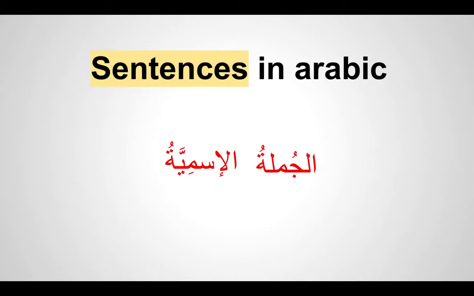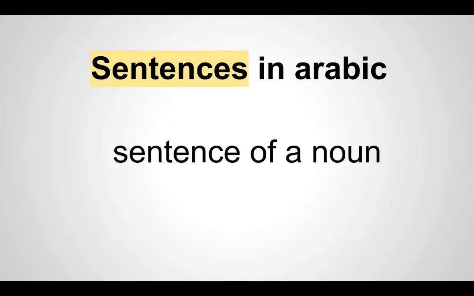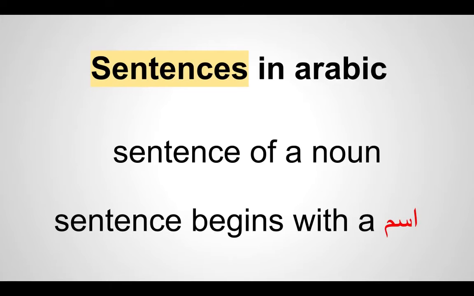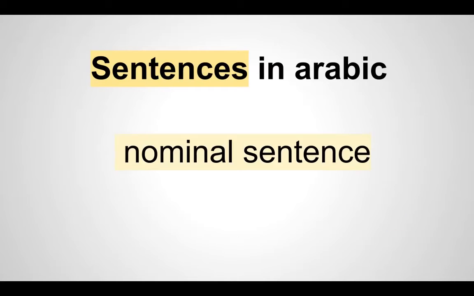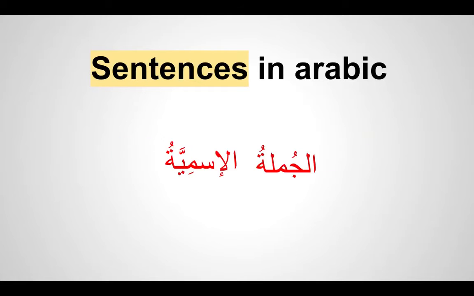So what is jumlatul ismiyah? It is a sentence of a noun, which means the sentence begins with an ism, or the main subject of the sentence is an ism. In English we call it a nominal sentence. This jumlatul ismiyah has two parts to it. When we read the sentence, we have to look for these two parts.